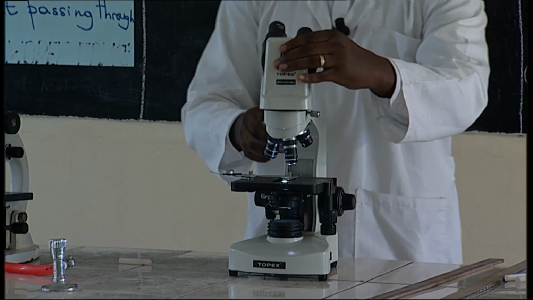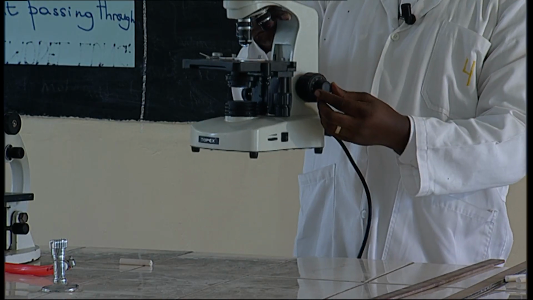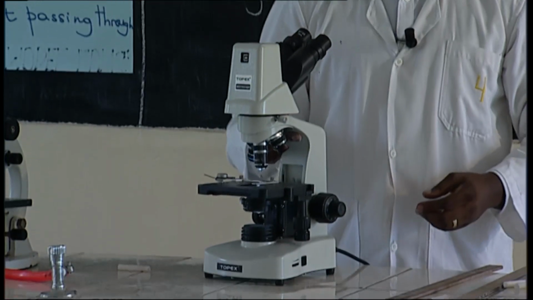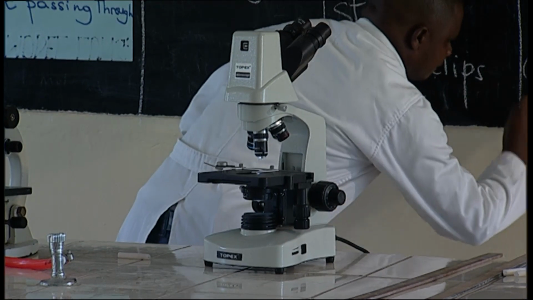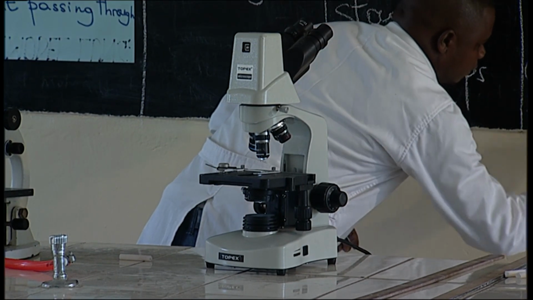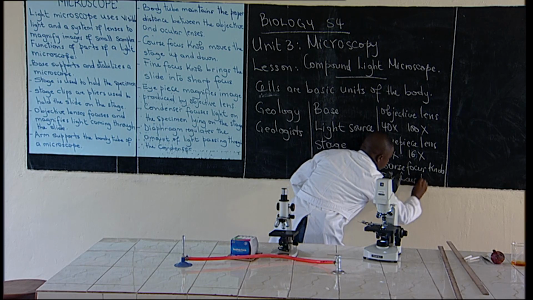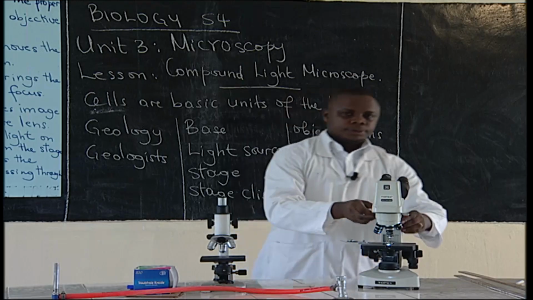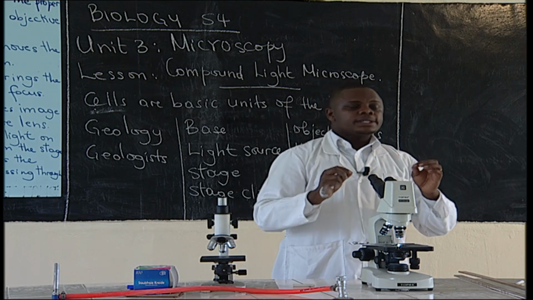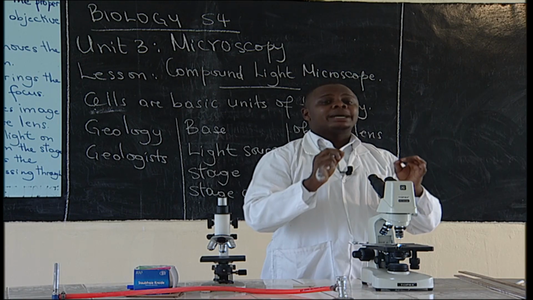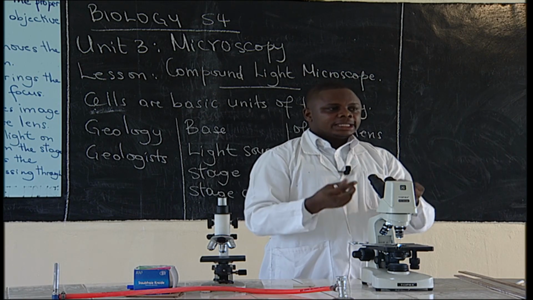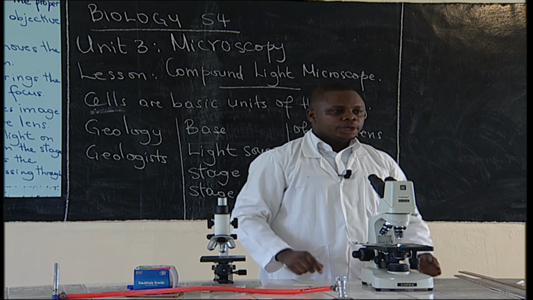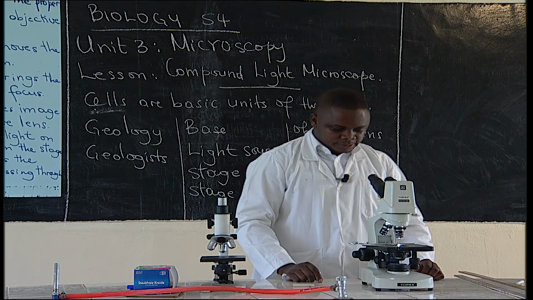Then on the side we also have what we call fine focus knob. That one also moves the stage up and down, but slightly, so that the specimen is easily observed through the objective lens.